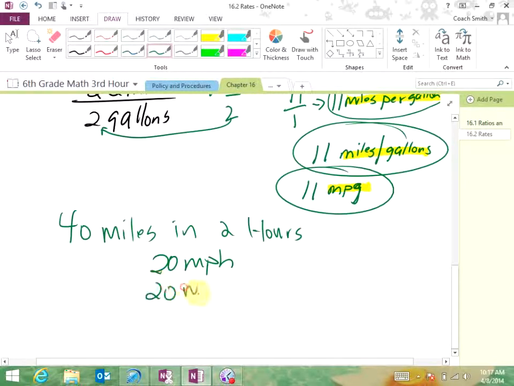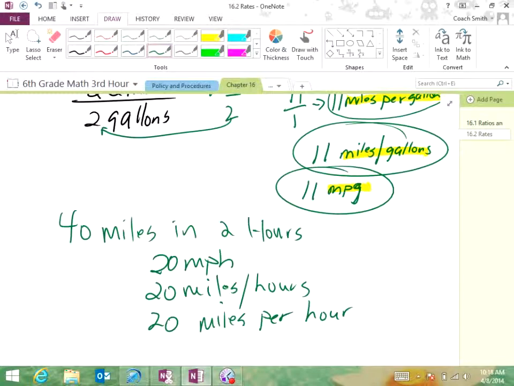You could put 20 miles/hour, or you could put 20 miles per hour and actually spell everything out. Now, there are only a few of these that have acceptable abbreviations. So don't be making up your own abbreviations, Zach. Don't be making your own abbreviations so you don't have to write out the words.